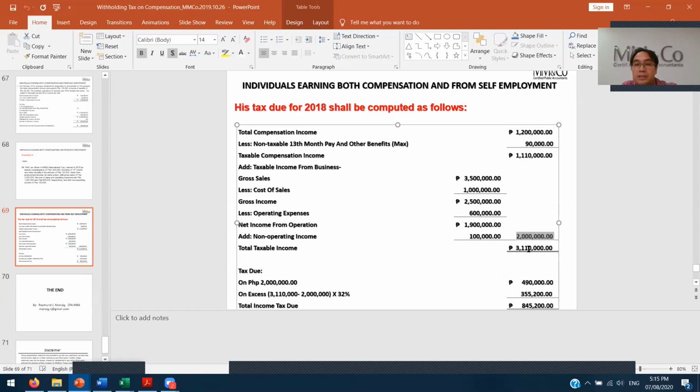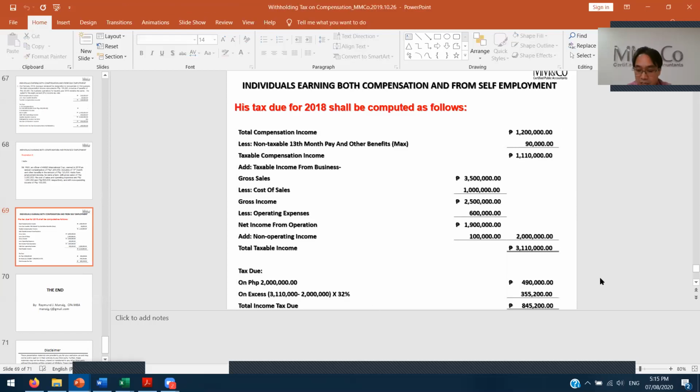Tapos together, sinubject siya doon sa graduated rate. So ganun yung situation mo, di ba? Tama? Nung sinubject siya sa graduated rates, isang beses lang nagagamit yung 250 kasi pareho silang graduated rates. Kapag compensation kasi no choice, graduated rates, ikaw naman itemize. Pag itemize ka, hindi ka 8%. So kung hindi ka 8%, wala kang choice, graduated rates. So i-add yung dalawang yon, tapos kukumpute mo tax due base dito sa ganitong klaseng computation.